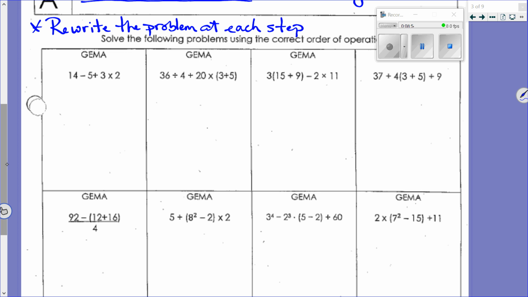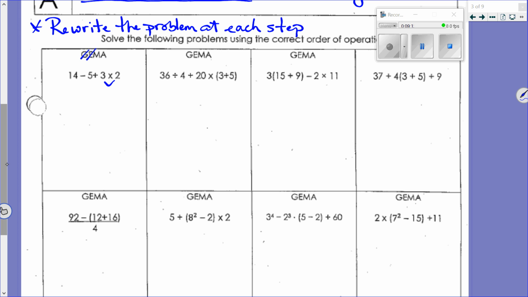So for our very first problem, I start off with G, which is groupings. Do I have any groupings? No, so I can cross the G off. Then I go to the E. Do I have any exponents? No, so I can cross the E off. Do I have any multiplication or division? Yes. So that's what we do first.